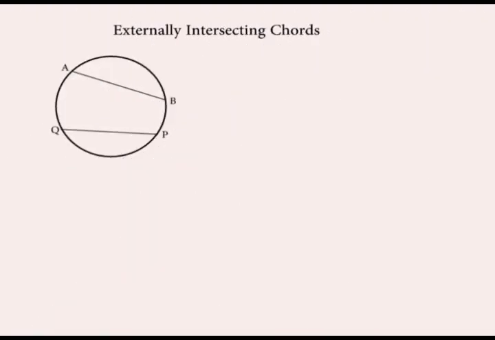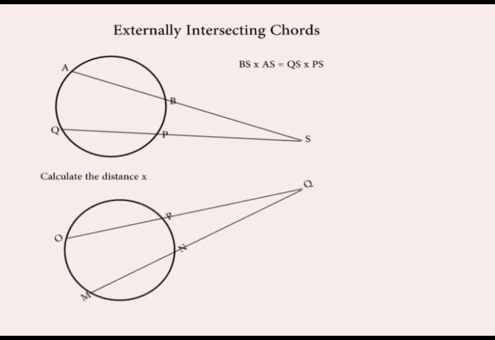Externally intersecting chords. In this circle, AB and PQ are chords. If we extend both chords, they intersect outside the circle at S. These are called externally intersecting chords. It can be shown that BS times AS is equal to QS times PS. Notice the relationship is not similar to the one for internally intersecting chords. For example, find X.